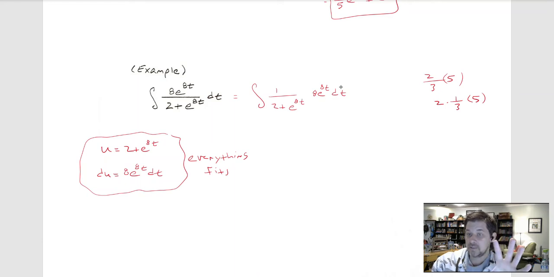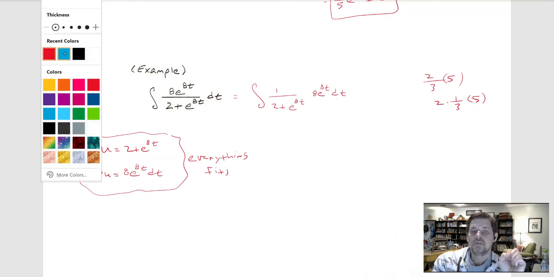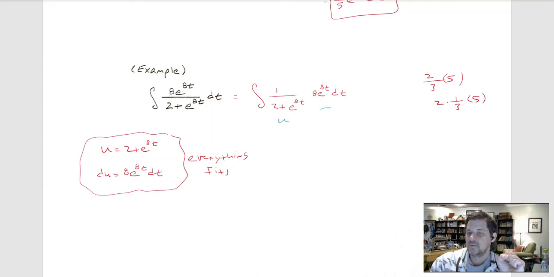So here I do this because I chose it that way. This is the u and this is the du. And like I said, everything fits. I have to completely substitute away the variable t and get it completely in terms of u. So if I do that, then this is in fact u. U is 2 plus e to the 8t. That was my choice. 1 over u times 8 e to the 8t dt. That's du. Okay, and there we go.